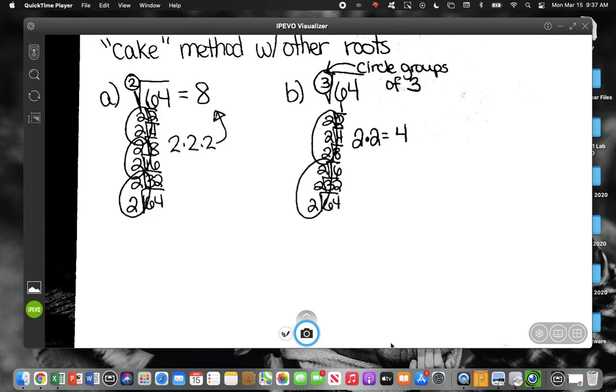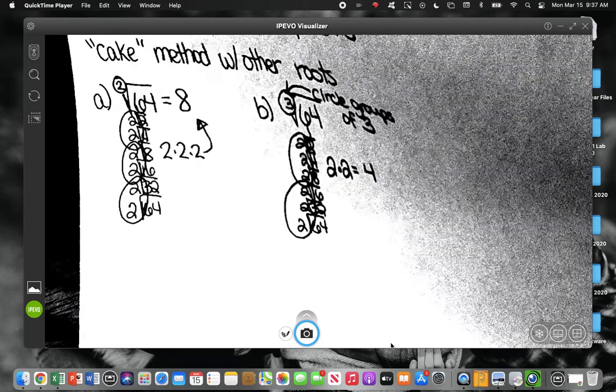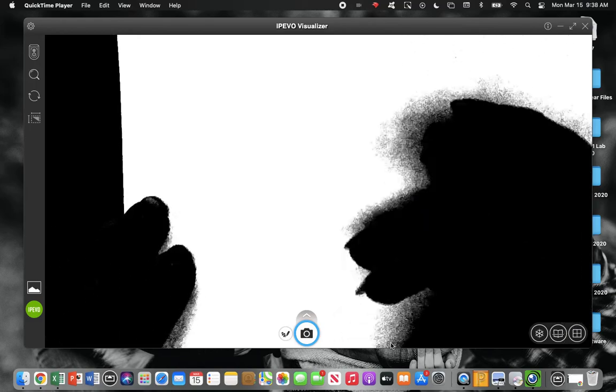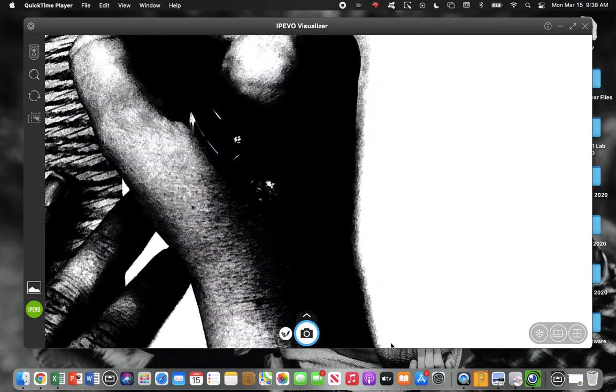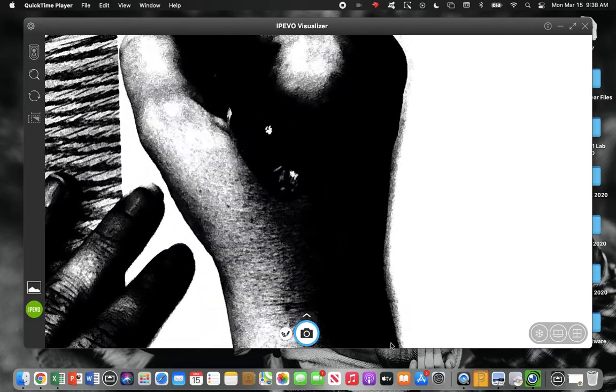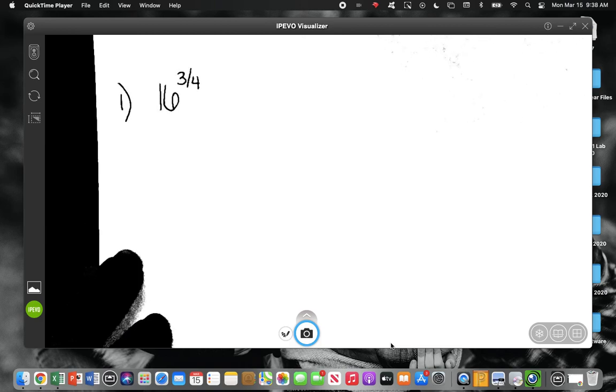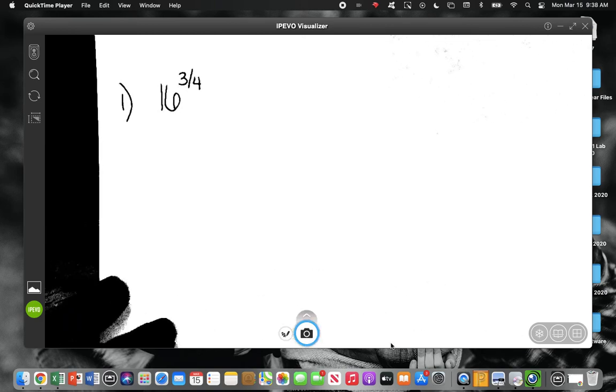All right, and then the last one I want to do is, no, I think I'm good with this. All right, let's actually do some work here. All right, so the first one I want to simplify is 16 to the 3/4 power. So we want to simplify this.